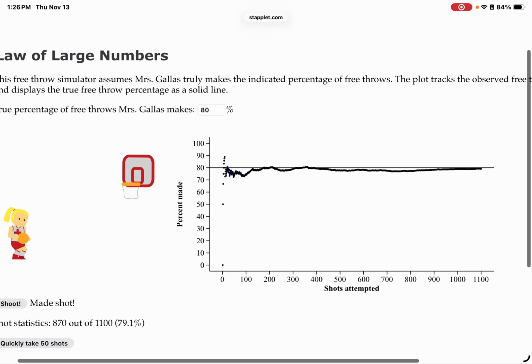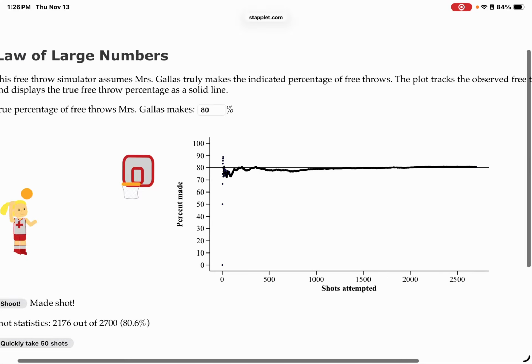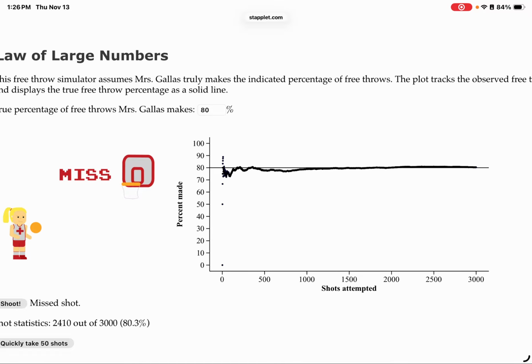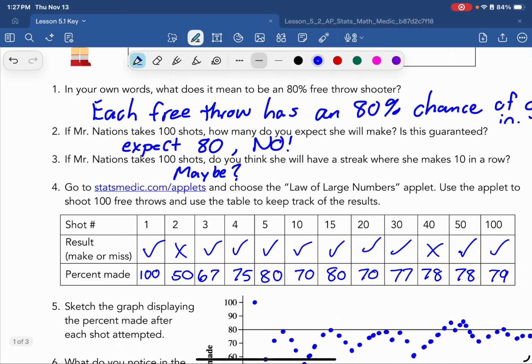And I'm going to just keep shooting more. Let's do 3,000 shots. That'd be kind of fun. So I've now attempted 2,410 shots. It's a little bit more than 80%. But what you can see is that it almost looks like I'm leveling out or flatlining towards the 80. A lot more variability here. As our sample size is increasing, we are seeing a leveling out to 80%. And that's the big idea here.